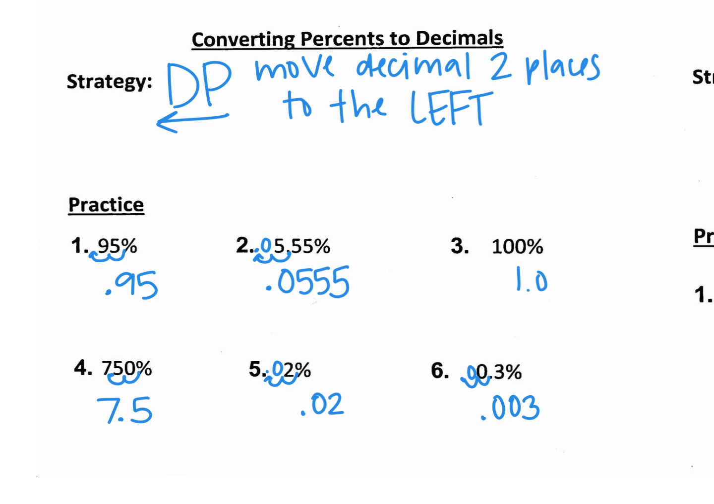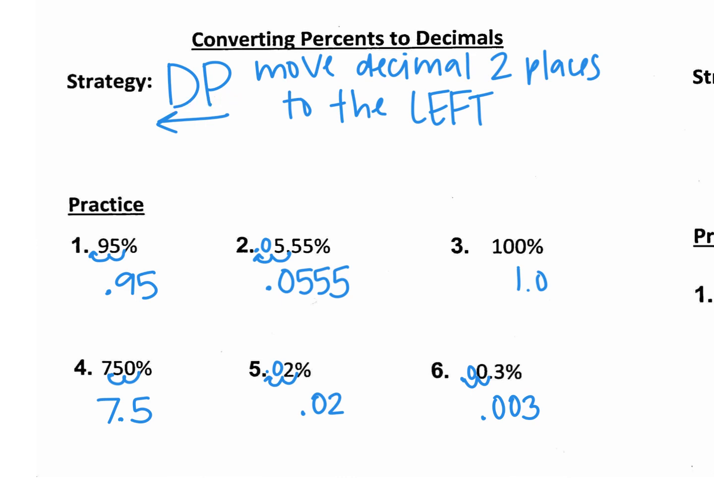Okay, decimal to percent, percent to decimal. Those are the easier ones because it's as simple as moving your decimal to the right or to the left. You just have to remember DP. To get from percent to decimal, I move left. To get from decimal to percent, move right. Okay, kind of a shortcut.